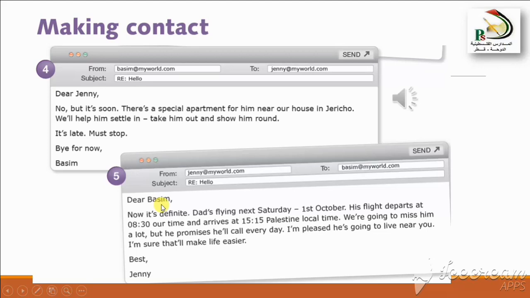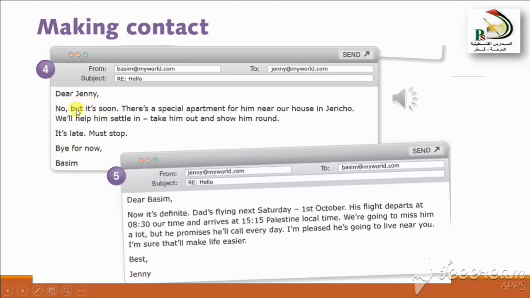Five. Dear Basim, now it's definite. Dad's flying next Saturday, the 1st of October. His flight departs at 08:30 our time and arrives at 15:15 Palestine local time. We're going to miss him a lot, but he promises he'll call every day. I'm pleased he's going to live near you. I'm sure that'll make life easier. Best, Jenny.